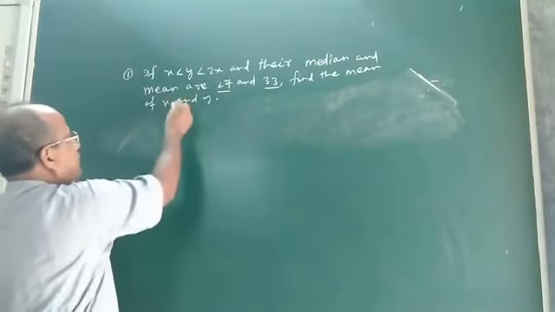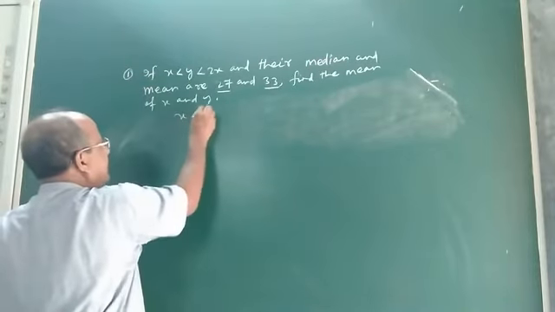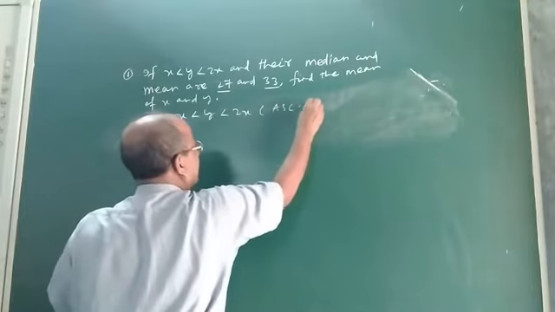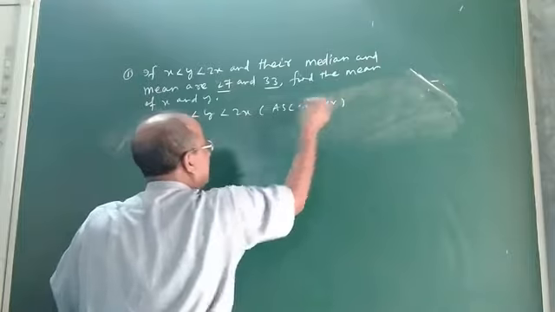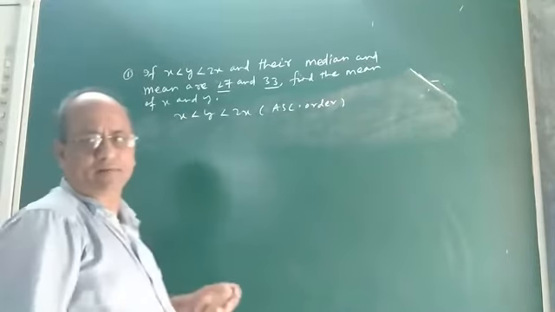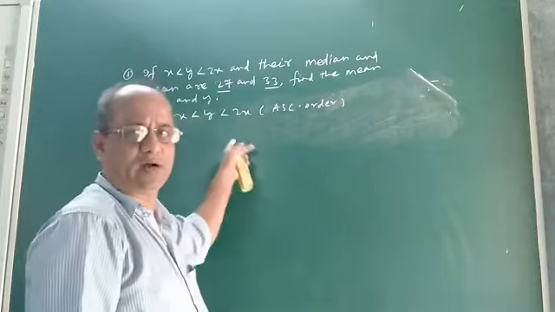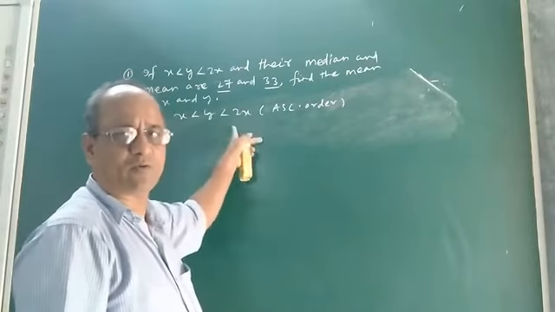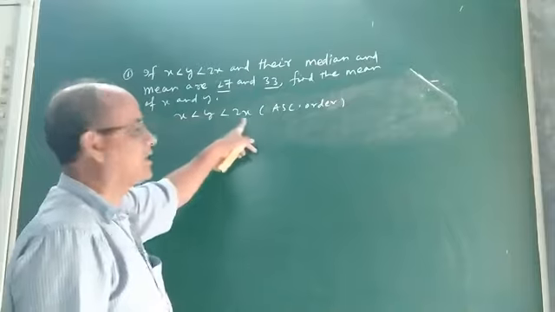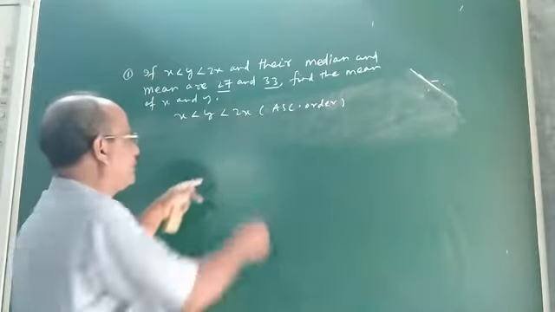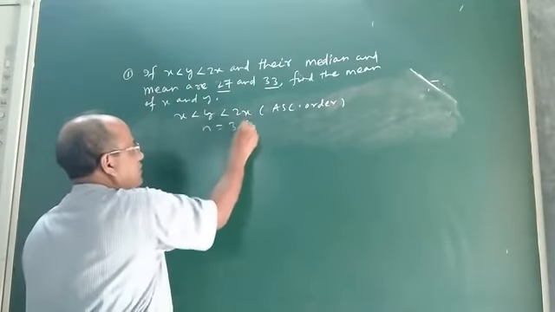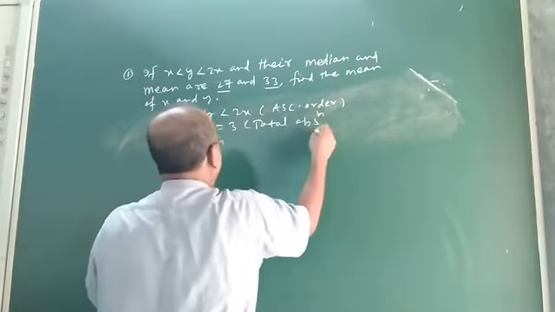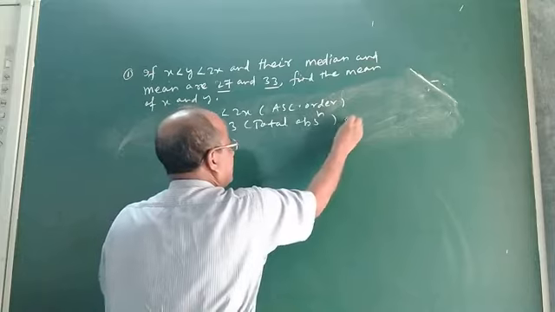See, now since x less than y less than 2x, it is written in ascending order. So let us first calculate the median. You know how to calculate median. Now the observations have been written in ascending order. So what is the total number of observations? The total number of observations is 3, so n equals 3, and it is odd.